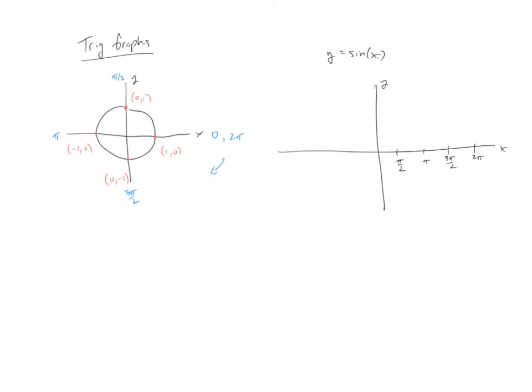And as I mentioned before, in the negative direction, we can get similar angles. So here I'll have negative pi over 2, negative pi, negative 3 pi over 2, and negative 2 pi.